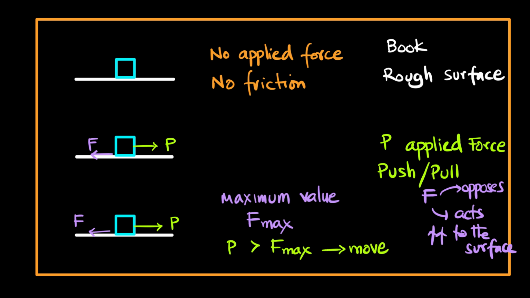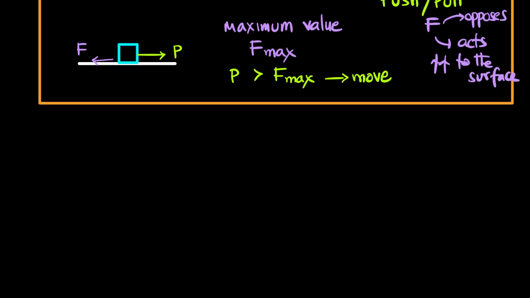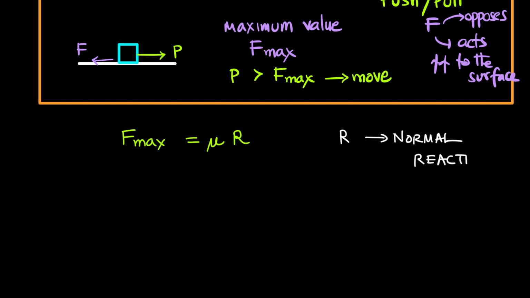Now the question is, how do we evaluate the maximum value of the frictional force? Fmax is given by the formula that is a product of mu multiplied with R. R is the normal reaction force and mu is the coefficient of friction, and Fmax is the maximum value, the limiting value of the frictional force.